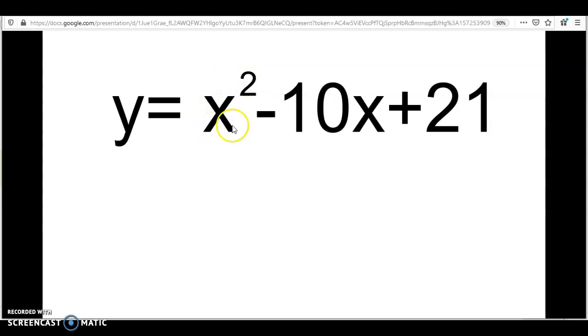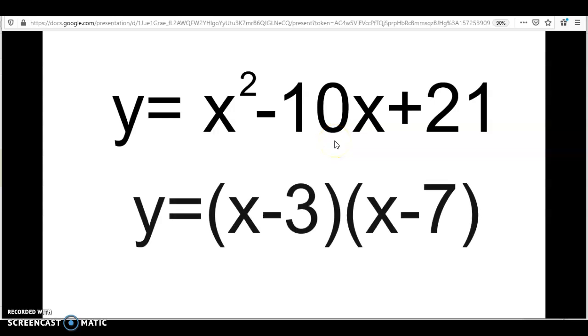So to find out where it crosses the y-axis, the y-intercept, I make x equal to 0. So 0 squared is 0. 10 times 0 is 0. So if x is equal to 0, then y is equal to 21. That tells us that our line is going to cross the y-axis at 21.